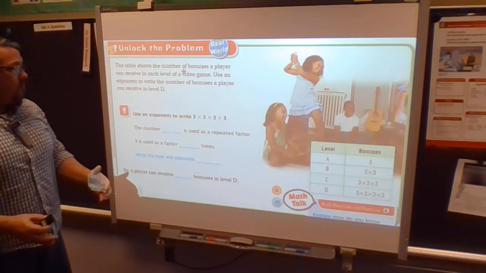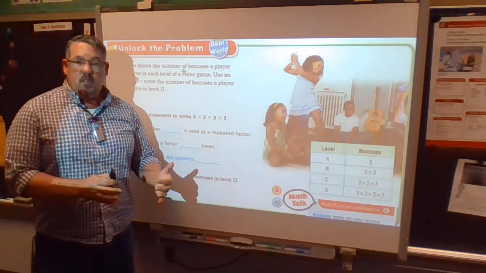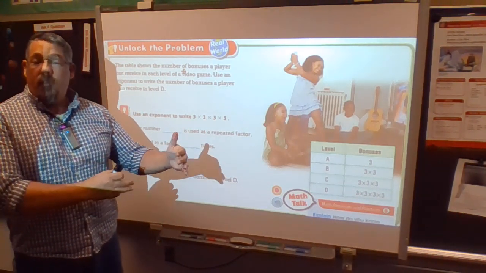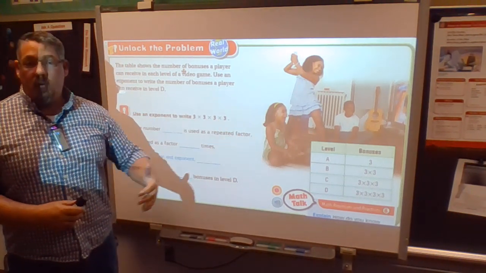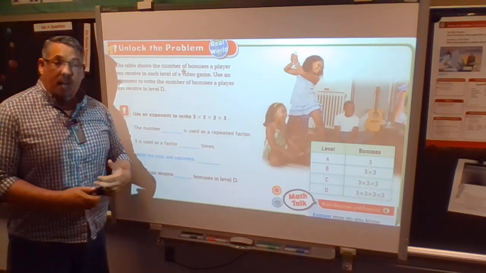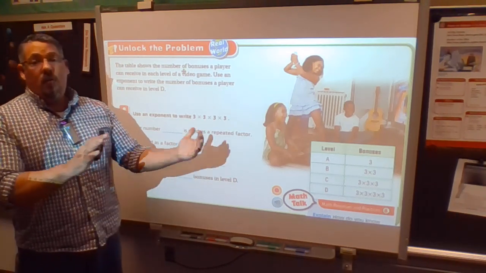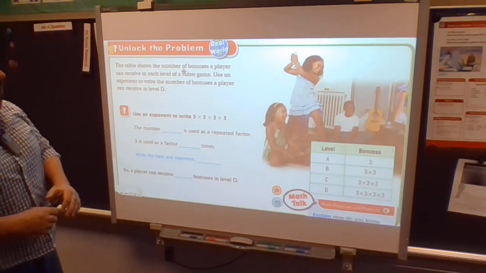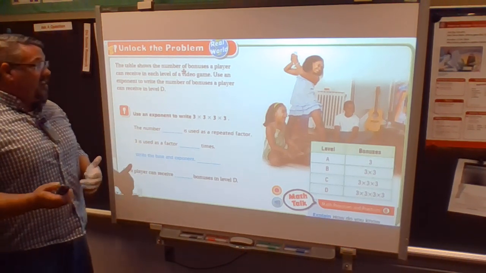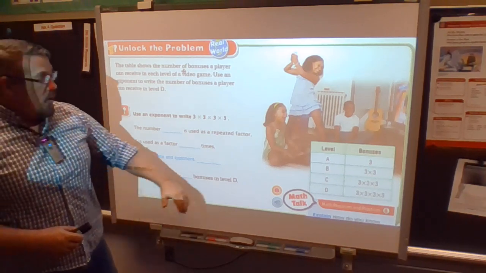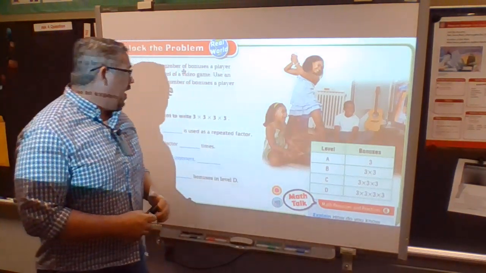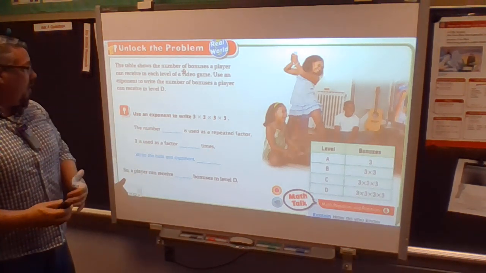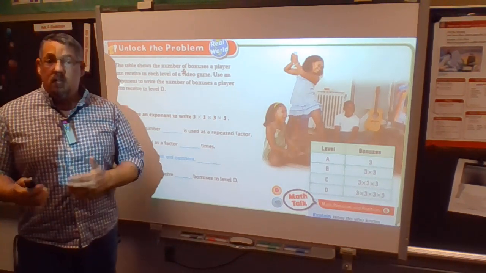So as I'm going through and solving these, they're going to give me several scenarios to introduce me to exponents, what they mean, how they work, what I would end up with once I solve for them, or they may give me a number and I have to turn it into an exponent. So this says, the table shows the number of bonuses a player can receive at each level of a video game. So we have level A, B, C, and D. Use an exponent to write the number of bonuses a player can receive in level D.